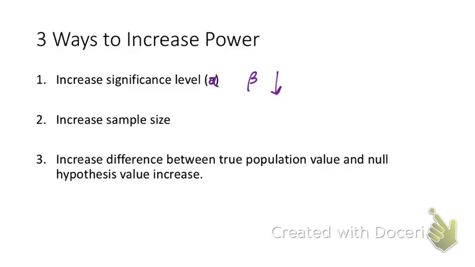Yes, they're a direct relationship. The second way is if you increase your sample size. Basically, the more people you sample, the more power you have because you have more evidence.